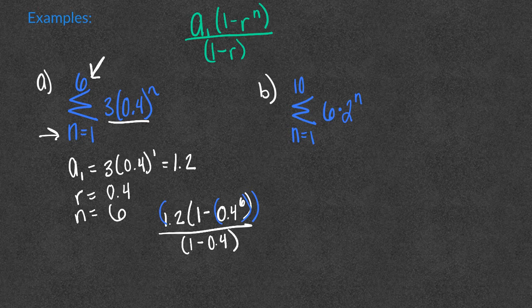Now when I type this into my calculator, I get 1.9918. So hopefully if you typed it into your calculator or on Desmos, you got the same value as I did. Depending upon how your calculator is set up, it may have rounded this to 2 for the sum of this geometric sequence. Let's go ahead and look at this second example.